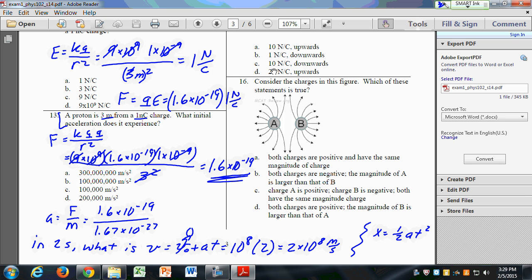Is that clear? Let's do some more electric field stuff because, yeah, Jada.